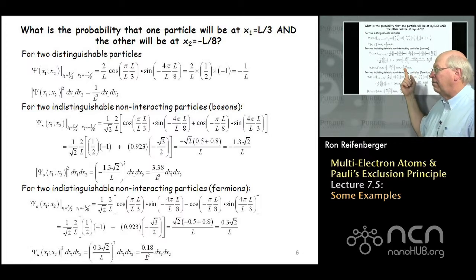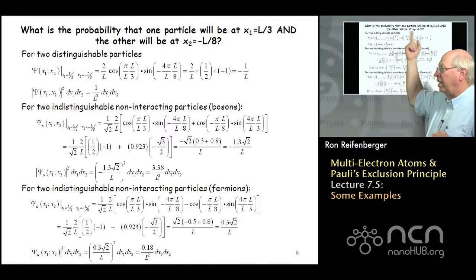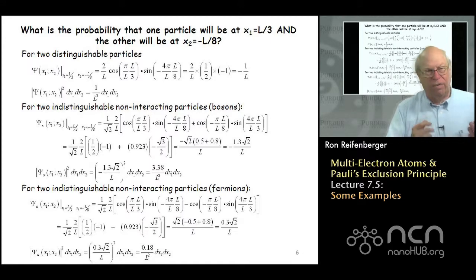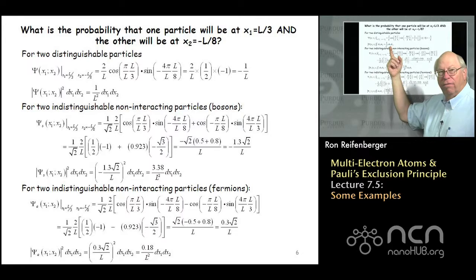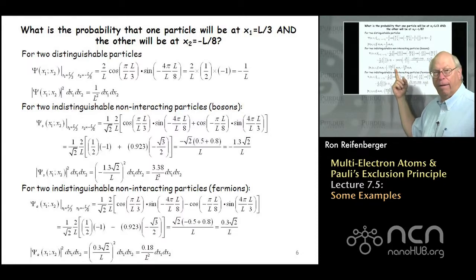And what I find out is that the probability that one particle will be at L/3 and the other one will be at minus L/8, for the case of two bosons, is about 3.4 over L squared. So for this particular set of coordinates, there's about a factor of 3.4 difference between the probability that you would find the electrons in those two positions if the particles were distinguishable versus this indistinguishable case when they're bosonic particles. So the form of the wave function has a profound influence on the probabilities that you're going to find these particles at different points in the quantum well.